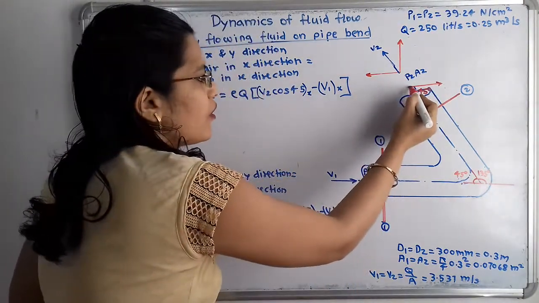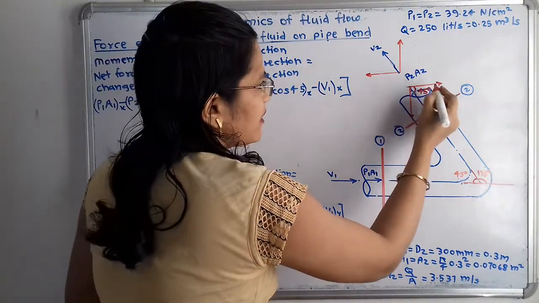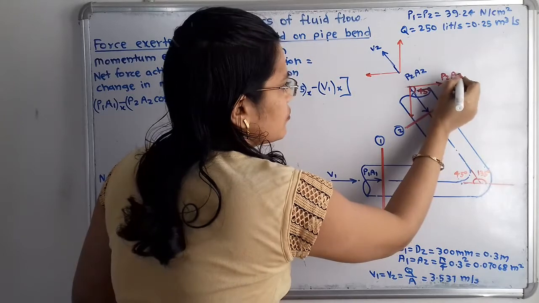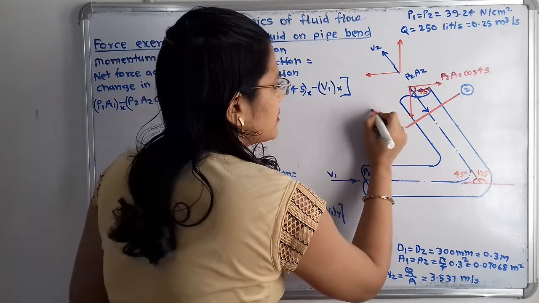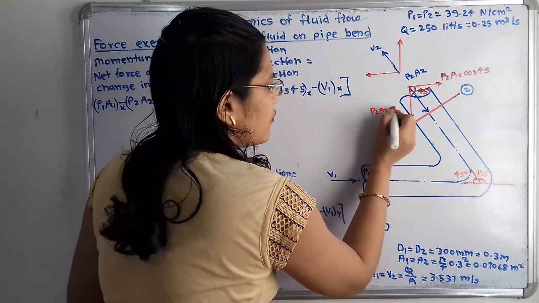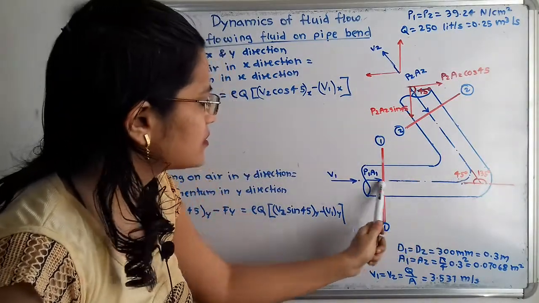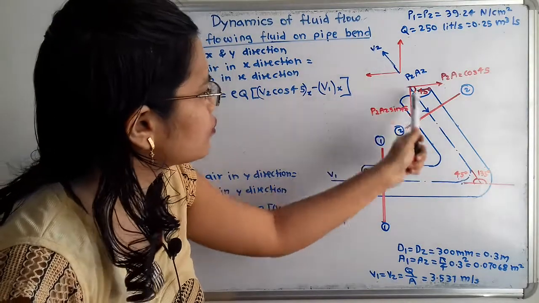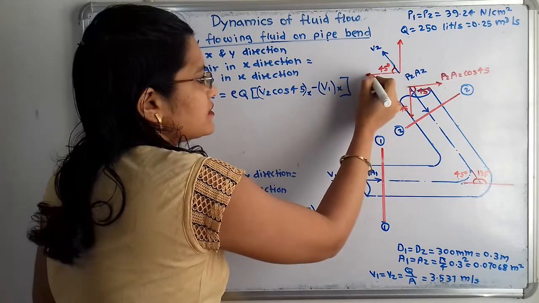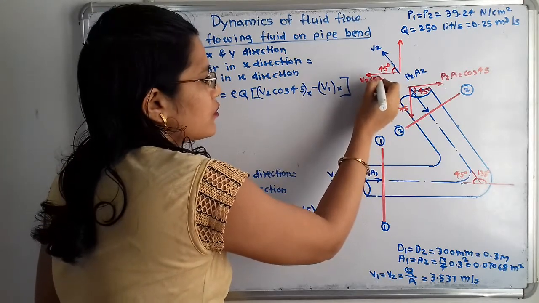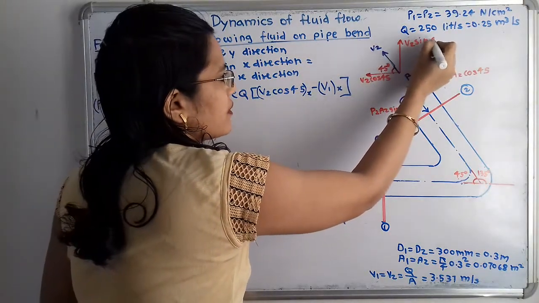So what is the value of this horizontal component? That is, this is near to this angle. So I will say P2A2 cos of 45. And what is the value of this vertical component? That is P2A2 sin of 45. In the same way, here is the horizontal line. So here this is also a horizontal line and the velocity V2 is along this inclined line. So here is also an angle of 45 degrees. So what is the value for this? That is V2 cos of 45, and for this vertical line it is V2 sin of 45.